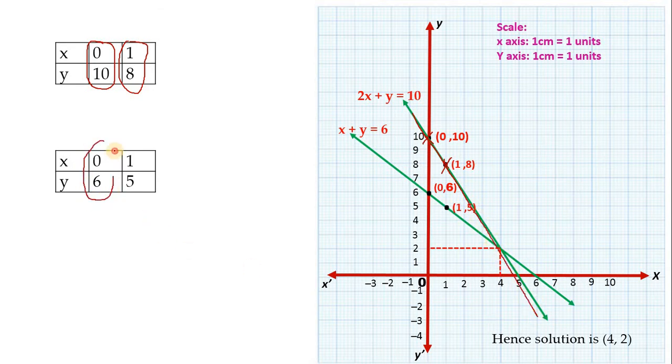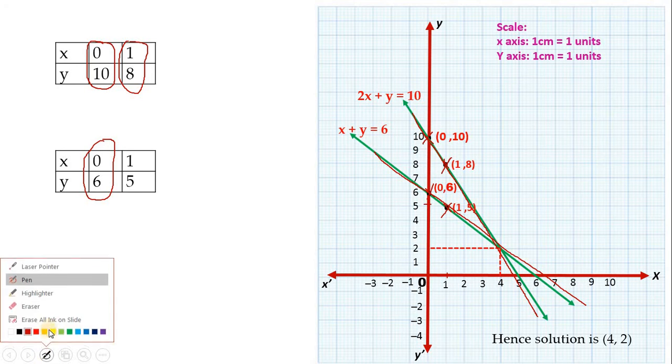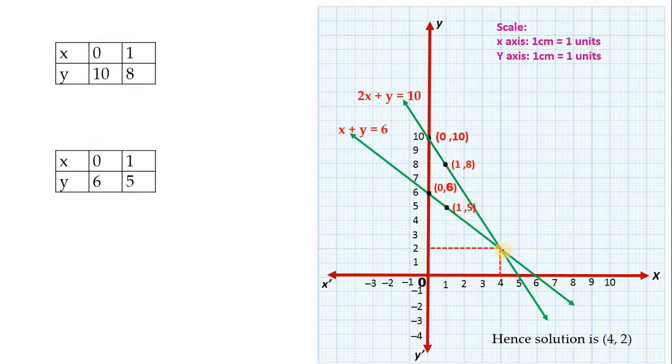Next, (0, 6). So 0 is here, 6 is here. So we'll get here. Next, (1, 5). So 1 is here, 5 is here. So we'll get it here. Now join these 2 points. So both the lines will intersect here. So where both the lines are intersecting, from that point drop one perpendicular on the x-axis and another perpendicular on the y-axis. Now where are these lines intersecting on both the axes? It is intersecting on the x-axis here and on the y-axis here.